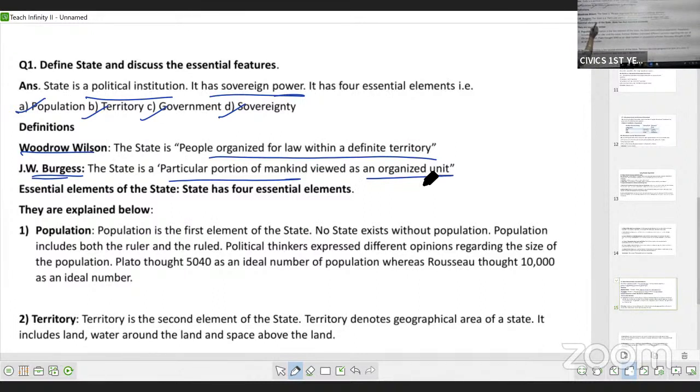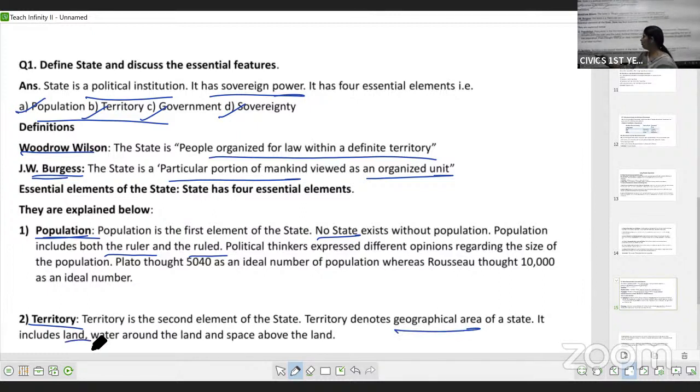Then again, all the four elements you need to explain. What is population? Population means people. If there is no population, there is no state. Population consists of both rulers and the ruled. There is no fixed opinion regarding the size of the population. And what is territory? Territory is the geographical area. Land, water around the land, and space above the land form the territory of a state.